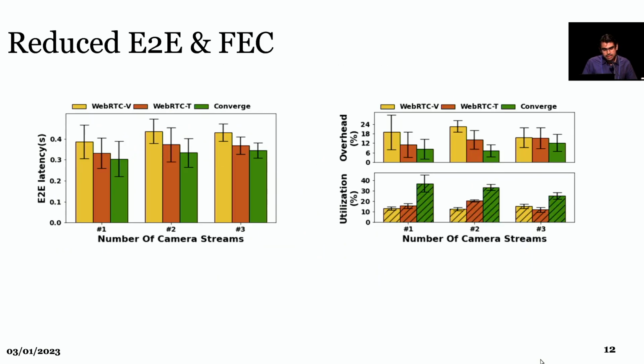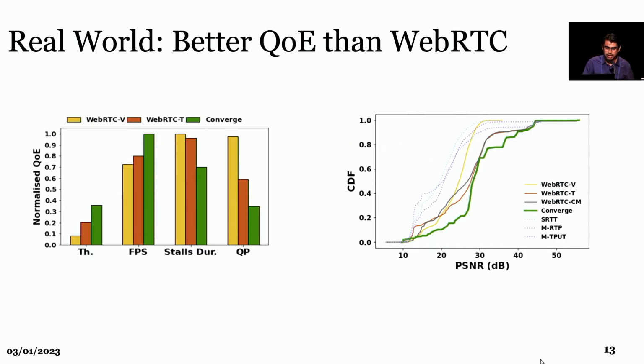So the goal when we started with WebRTC, with Converge, was to support multiple camera streams. Despite the increase in the number of camera streams, like maybe in AR, VR applications, we didn't want the latency to increase. As we see from our measurement, the latency is retained and doesn't increase with the number of camera streams, and that majorly comes from one important component, which is the FEC, that reduces the overhead and improves the utilization.